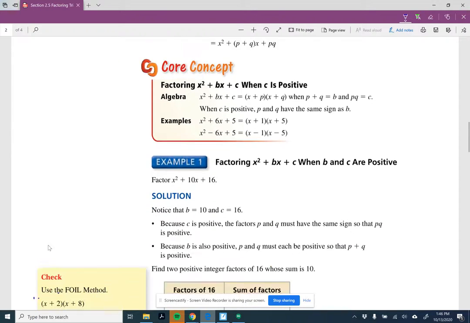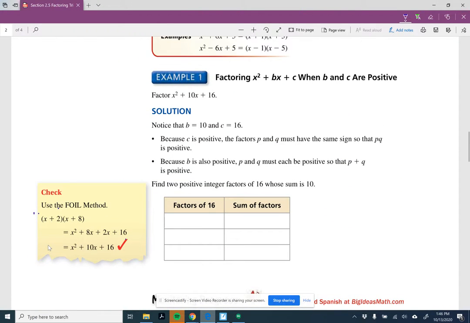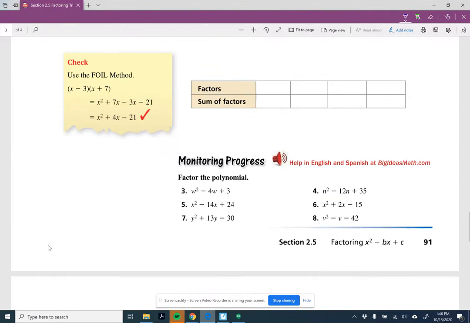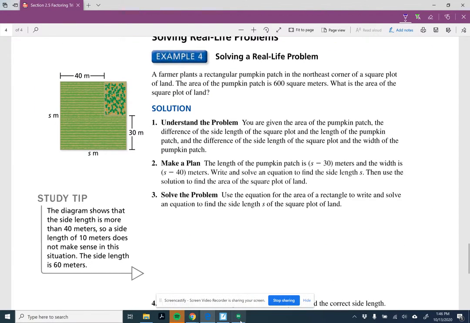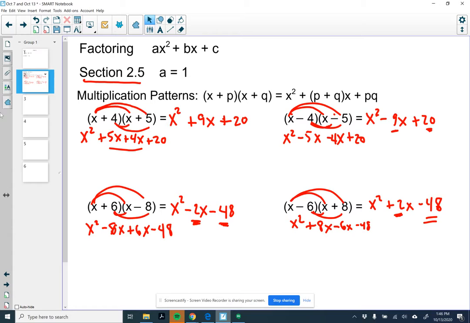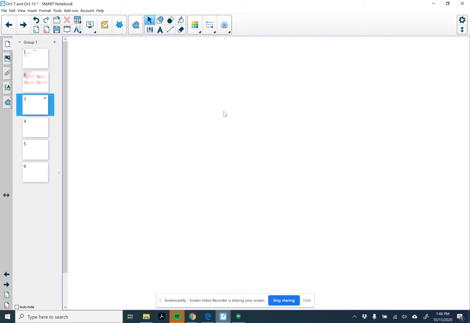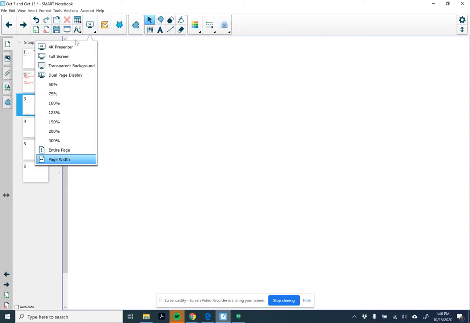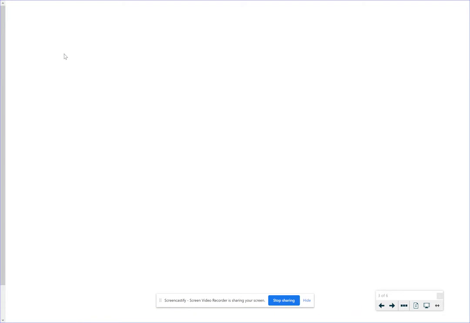And I'm going to take a look at x squared plus 10x plus 16. Actually, you know what? I think I'll go back to my smartboard and we'll just do them here. So I'm going to do it a little bit differently than in the previous video. So I'm going to take x squared plus 10x plus 16 and show you a little bit different way of factoring that. So the first thing I'm going to look at is, this is my c value.